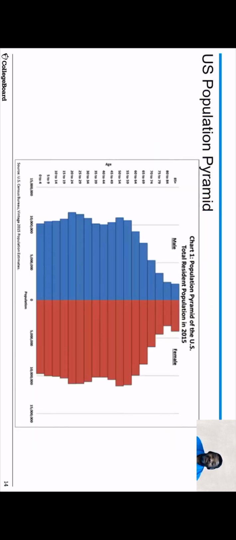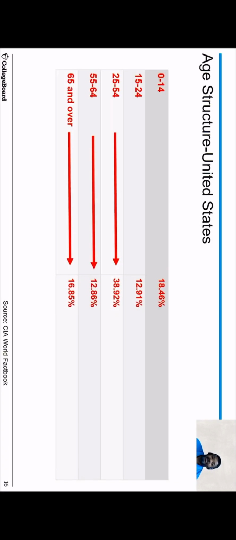The United States, as you can see here by its population pyramid, by the 50 to 59 range, these are our baby boomers. And you can see they're one of our largest cohorts. As they start to age and as our birth rates start to decline, our pyramid could drastically change over time.